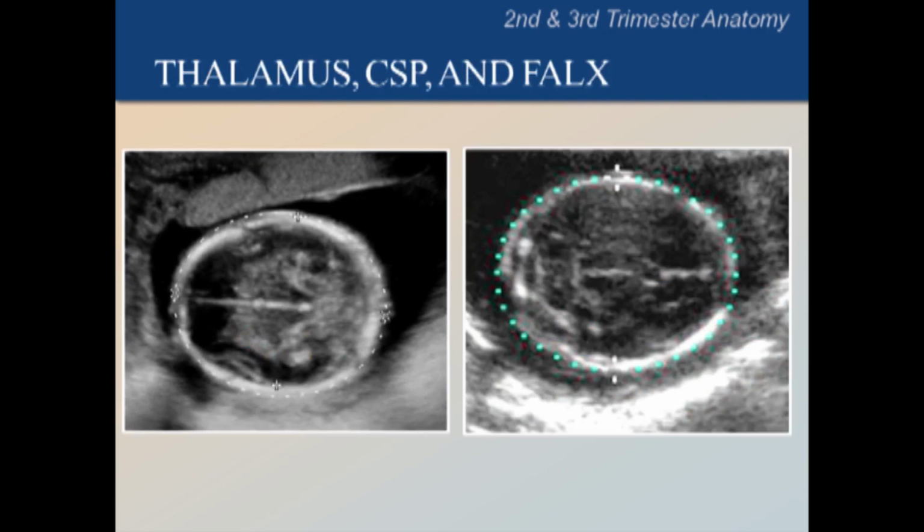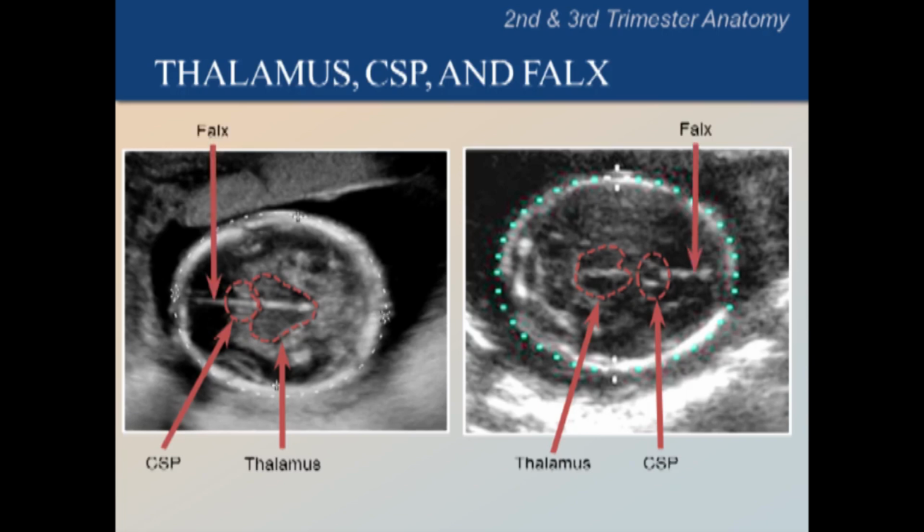Let's review again the appearance of the thalamus, CSP, and the falx. The thalamus often has a heart shape, and the CSP is located just in front of the thalamus. The CSP appears as a small black box or as 3 white lines. Next, please identify the falx in both images, which is the strong white line in the middle of the skull. Please pause the video now to ask participants to help identify the falx. Here, we have labeled the falx to make it more obvious.